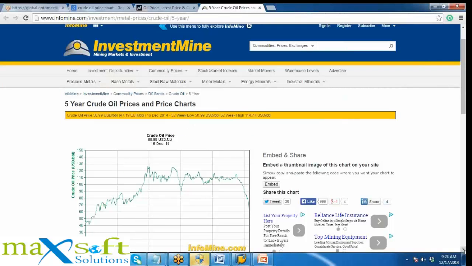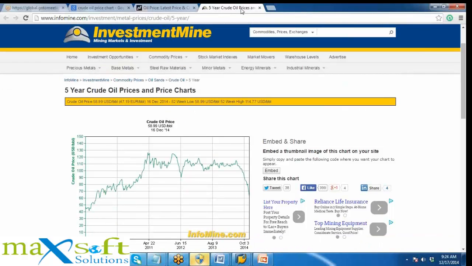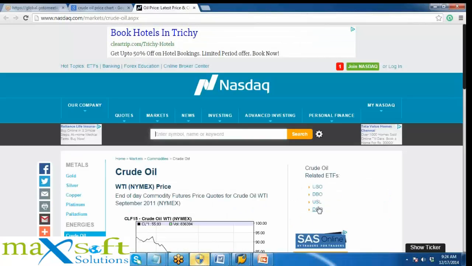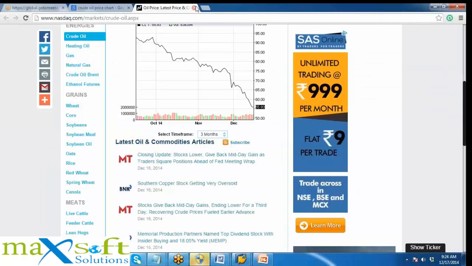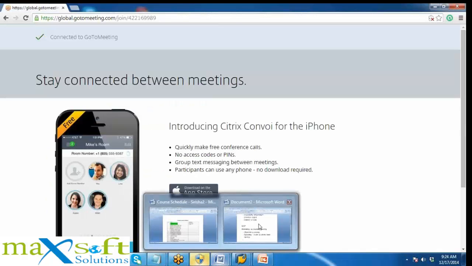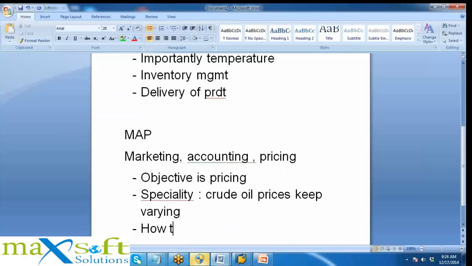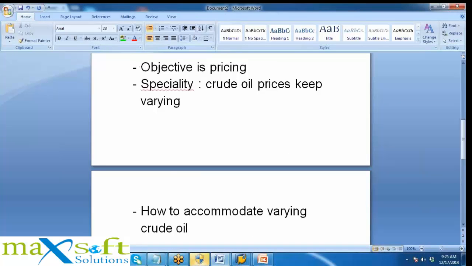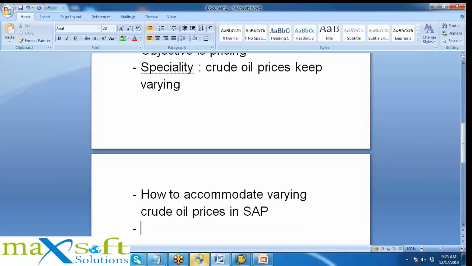Now, how to accommodate these changes in the system? That is our concern. It keeps varying, that is market reality. How to accommodate varying prices in SAP? So that is the portion being dealt with by MAP. It keeps varying. How do we accommodate?